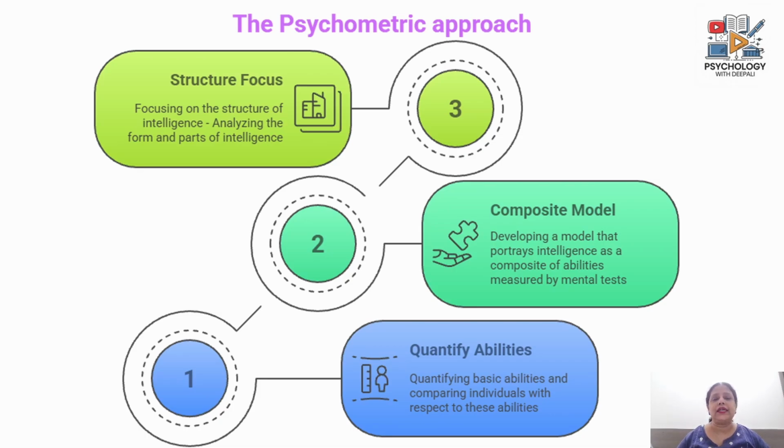Basically, the psychometric approach is a composite model where it portrays intelligence as a composite of abilities, which means it's a sum total of abilities. And we are able to measure these abilities by using mental or psychological tests. So the focus in the psychometric approach is on the structure of intelligence. What is intelligence made up of? What are the subparts or the different kinds of forms in which we can see intellectual behavior in individuals?